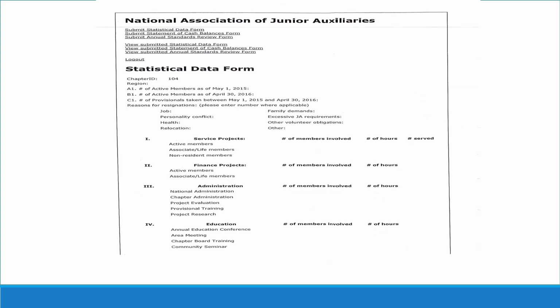Now we get to the part on this report where you will be entering the number of hours worked by your chapter members. The numbers used here will be gathered from hour sheets filled out at least monthly by each member. The hours on this report are broken down into 5 main categories: service projects, finance projects, administration, education, and provisionals. Under each category are subcategories.